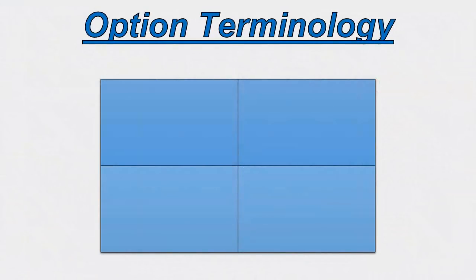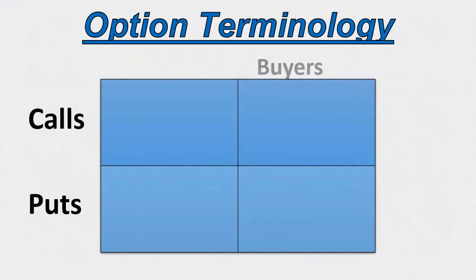All right, so let's do this. On a piece of paper, draw out a 2x2 grid like this. A box with 4 quadrants in it. On the left-hand side, just put calls and puts, and on the top, put buyers and sellers. All right, and just kind of lay it out like that.